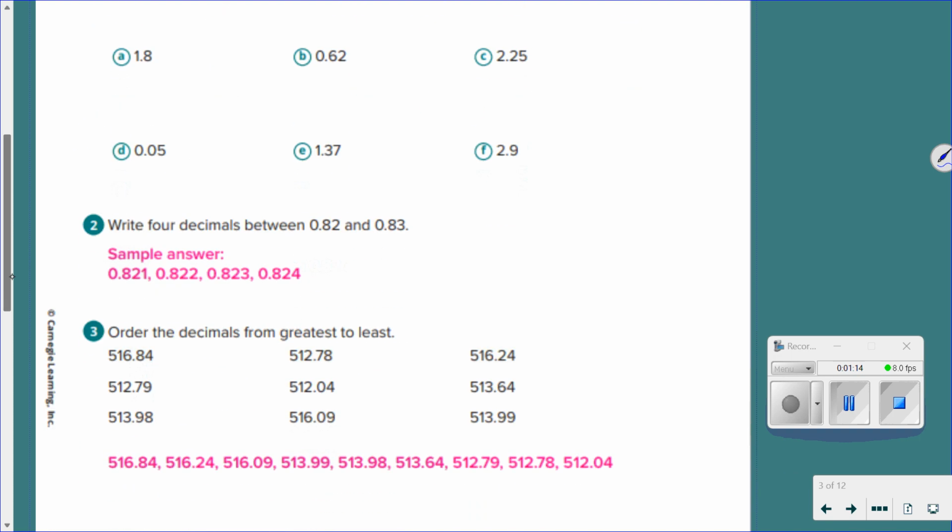Write 4 decimals between 82 hundredths and 83 hundredths. You could have used anything, but the first 2 digits should all be 0.82. Whatever the next digits are, it can literally be anything. But if you have anything from 0.83 or 0.81, those are all wrong.